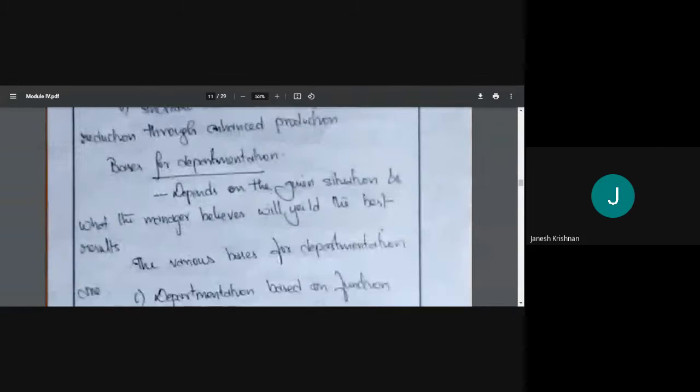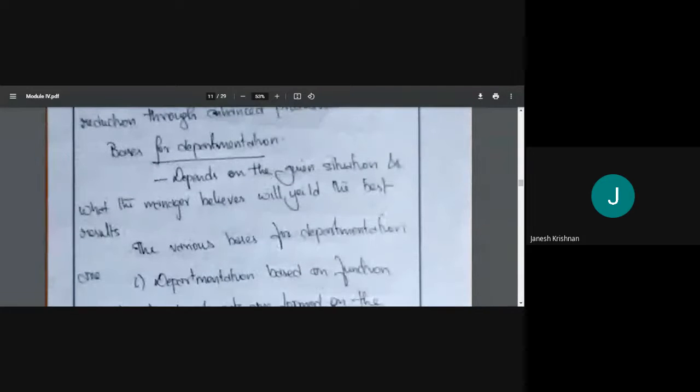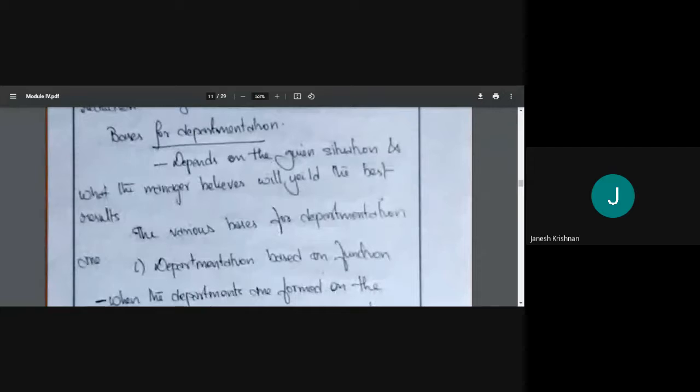Now, what is the basis of departmentation? How do we divide them? See, we said we need to group the activities. Now, how are we going to do this? Okay? It will depend on the given situation. It's not that everywhere everything will be similar. No, it will depend on the given situation and what the manager believes will yield the best result. So it will depend on the situation and based on what the manager thinks.